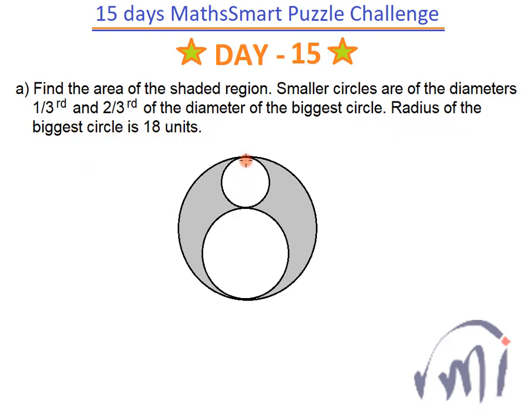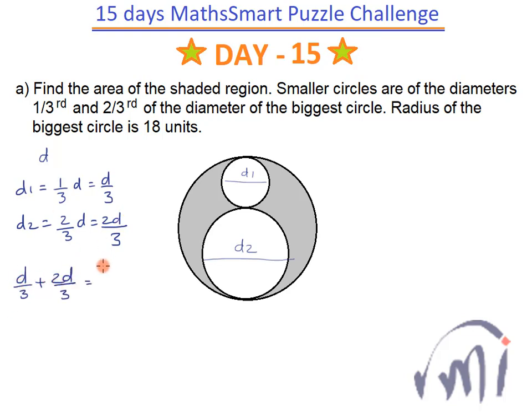So if I assume the diameter of the biggest circle as d, the diameter of the smallest circle as d1 and this as d2, they are saying d1 is equal to 1/3 of d, that is d by 3, and d2 is equal to 2/3 of d, that is 2d by 3. If I add both of them, d by 3 plus 2d by 3 is equal to d. That means the centers of all the three circles lie on a line.